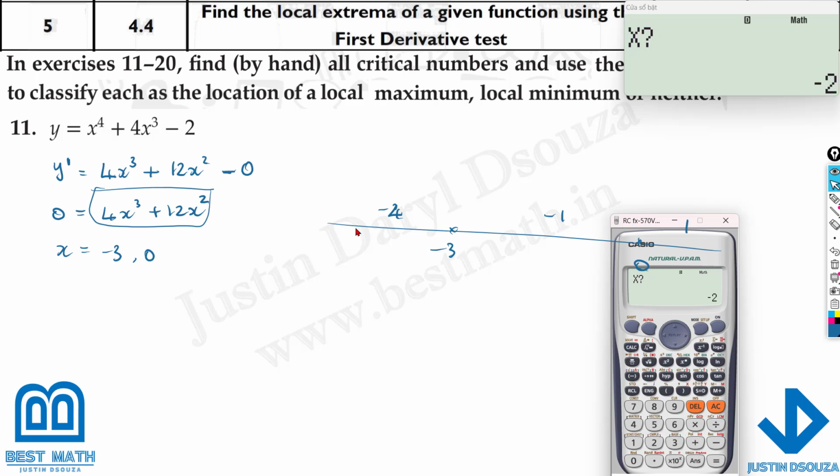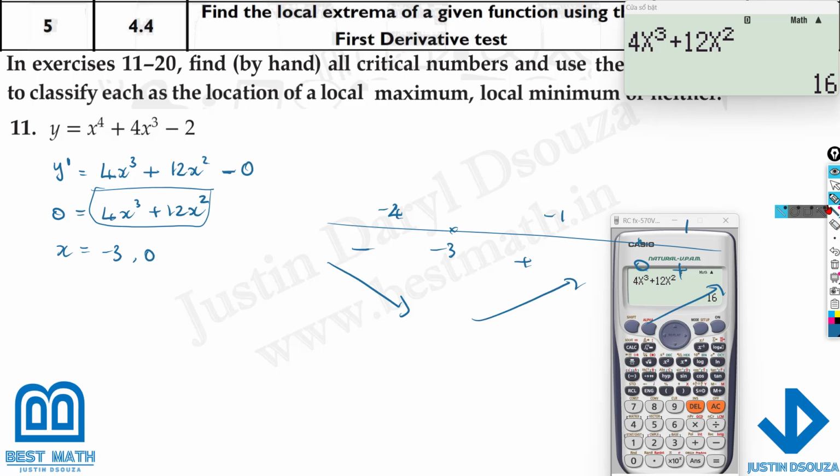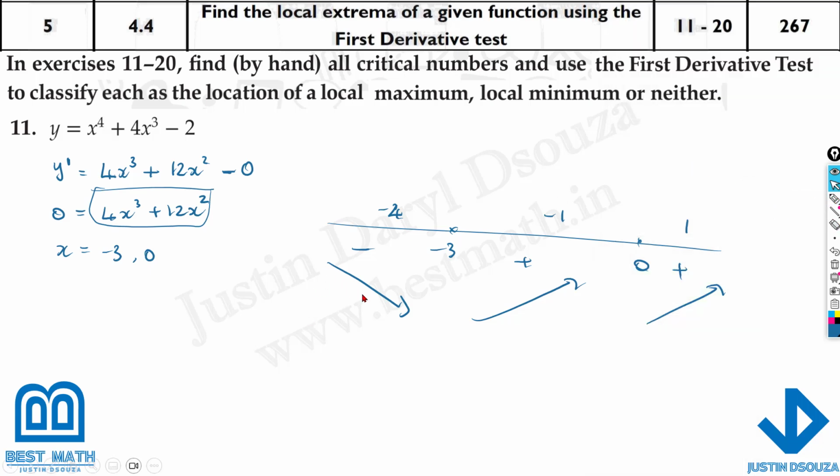Here, calculate this at these test values. At -4, it's negative. Let me calculate at -1 as well: it's positive. And lastly at 1, it's positive. So I got minus, plus, plus. What's happening is, over here it's decreasing. This is reducing, then it's going up and up. So this is the situation of this graph. You can see there's a dip, but then it just keeps on going up.